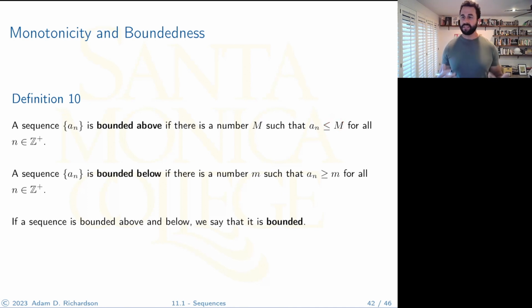Bounded below, same idea, except that there's a little m such that all of the terms of the sequence are bigger than little m. So that's bounded below. And then if your sequence is bounded below and bounded above, then we say that the sequence is bounded. That's what we mean. This is why we like sine and cosine and arctangent so much. Sine and cosine and arctangent are bounded above and below. They're bounded, so they don't go too far, you could say.